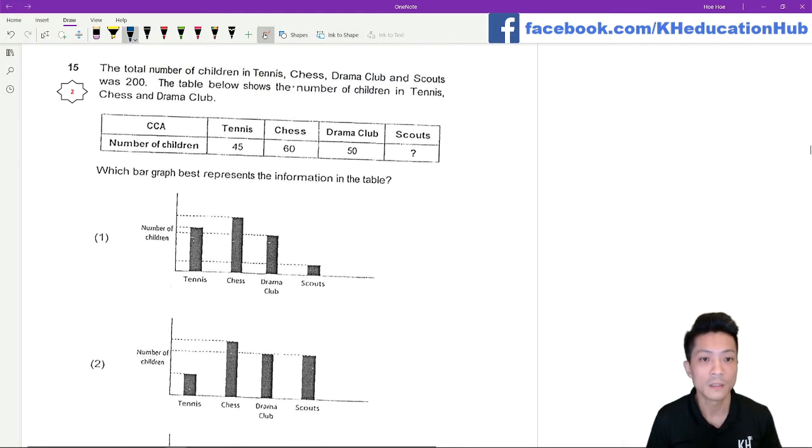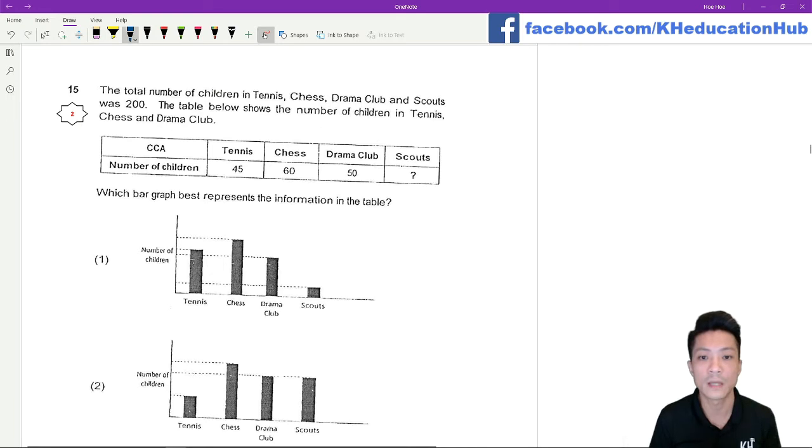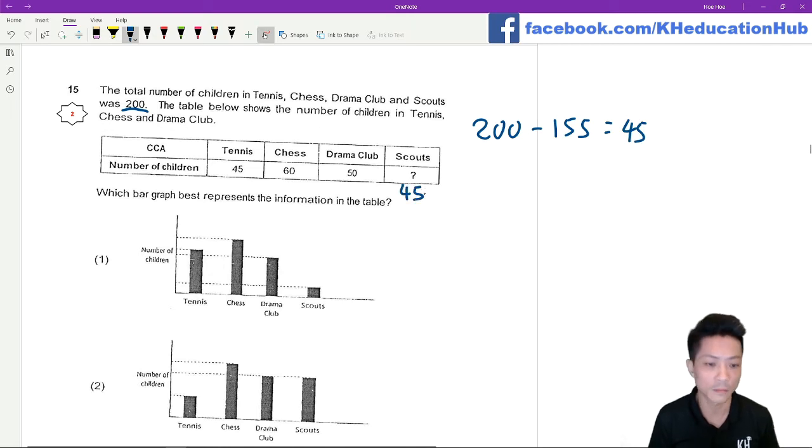Question 15. The total number of children in tennis, chess, drama club and scouts was 200. The table below shows the number of children in tennis, chess, and drama club. Okay, we are missing scouts, so we can actually calculate that using 200 minus the total. The total over here would be 45 plus 60 plus 50, which will give me 155. 200 minus 155 is going to give me 45. So there are 45 scouts.